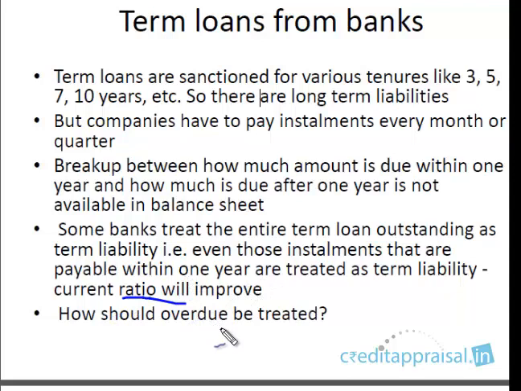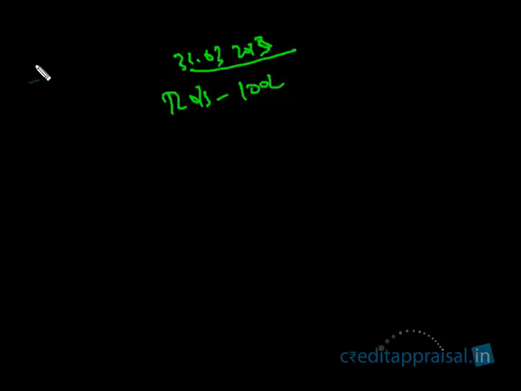Let us see what happens if there is an overdue. Take for example, let us assume that the term loan outstanding as on 31/3/2013, the balance sheet date, is 100 lakhs. This loan was sanctioned way back in 2011, and the company has been repaying installments, and slowly the outstanding has come down to 100 lakhs.